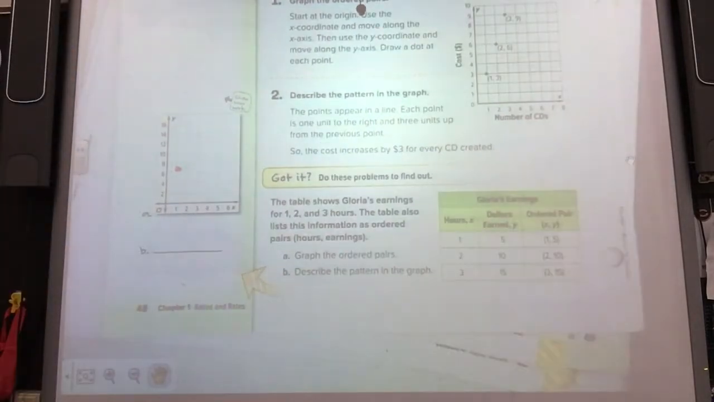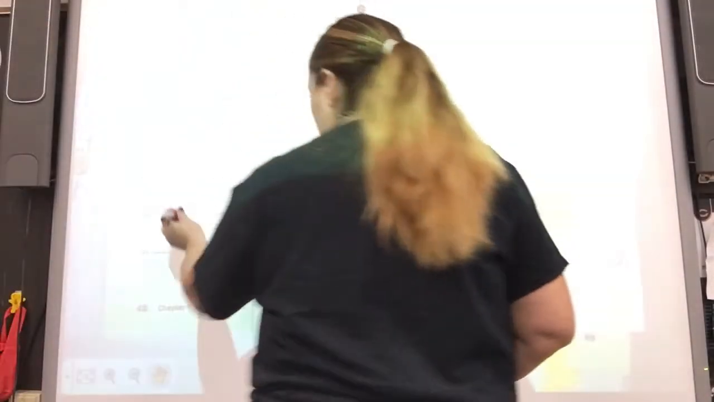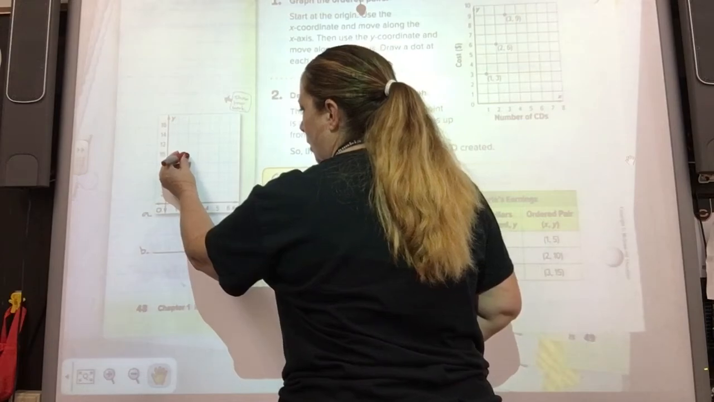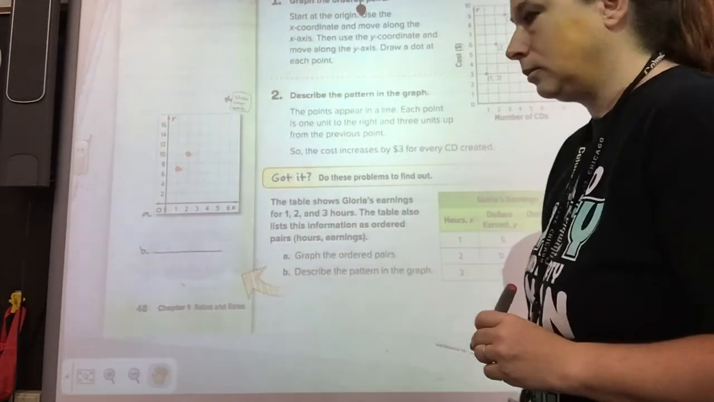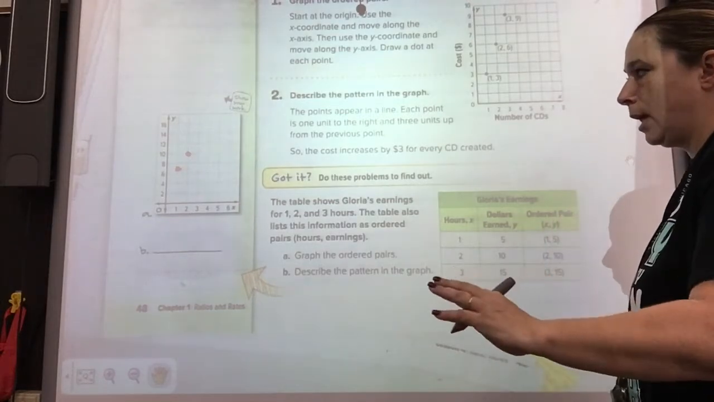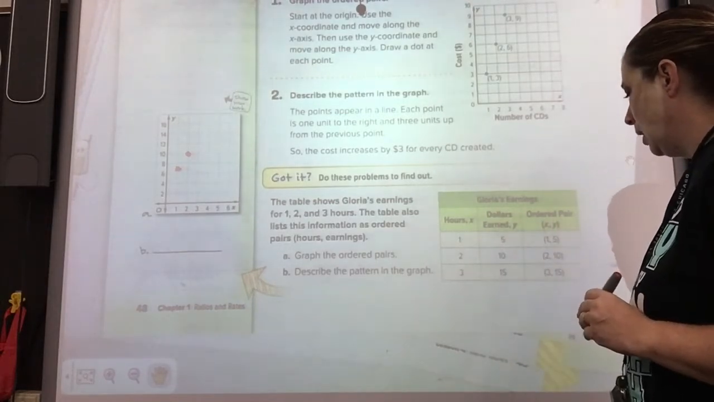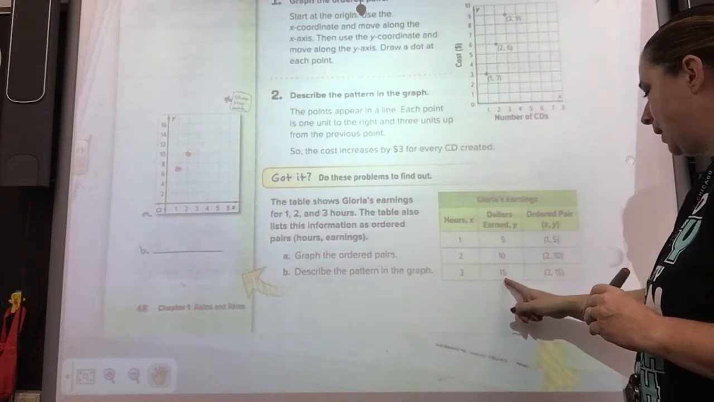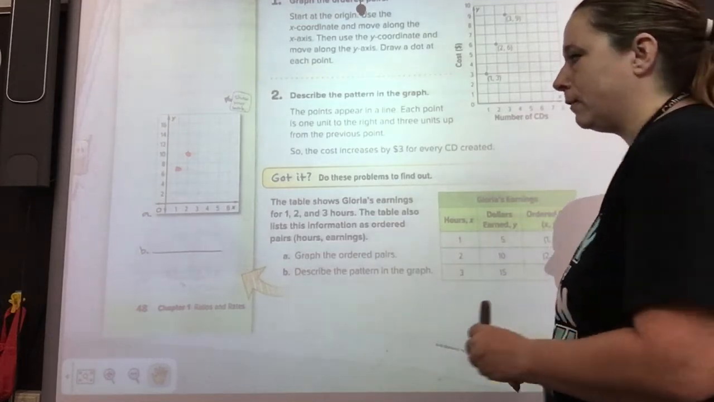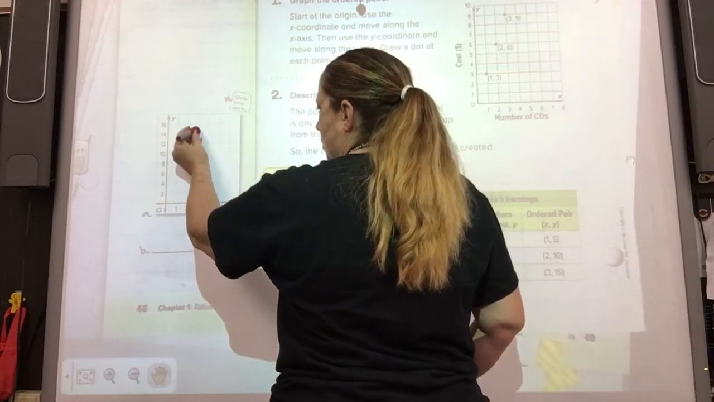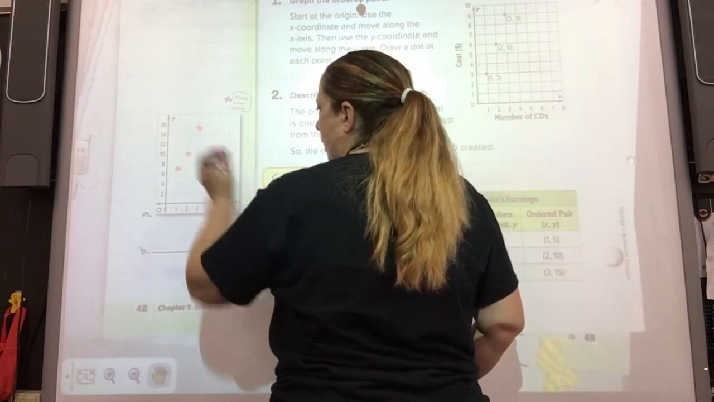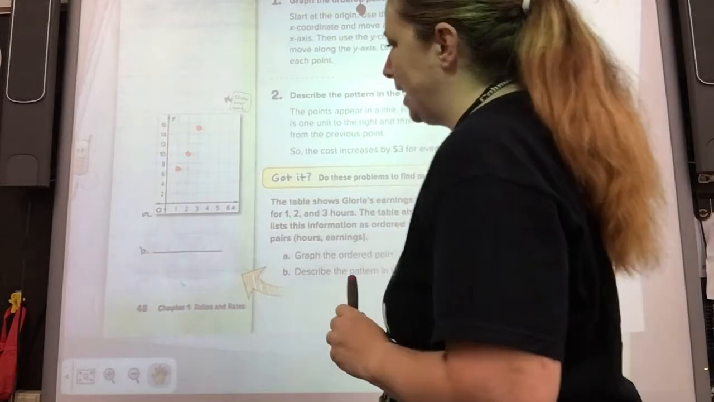For 2 hours, she got $10. So now, we're going to go over 2 and up to 10. Always over and then up. And for 3 hours, she got $15. Your ordered pair is 3 and 15. Always to the right or left first. 3 up to 15 is going to be in between 14 and 16.